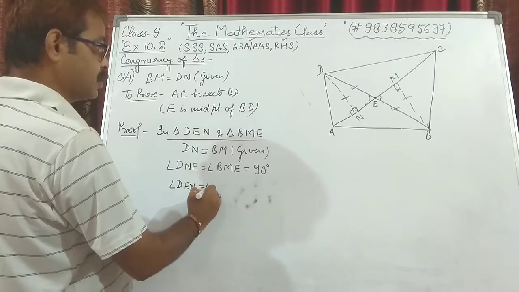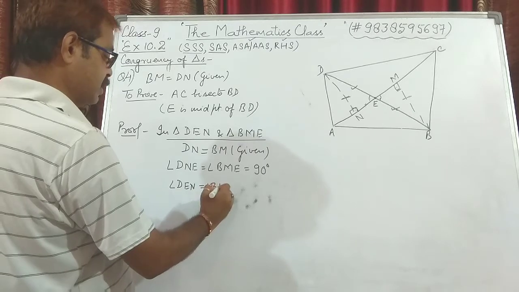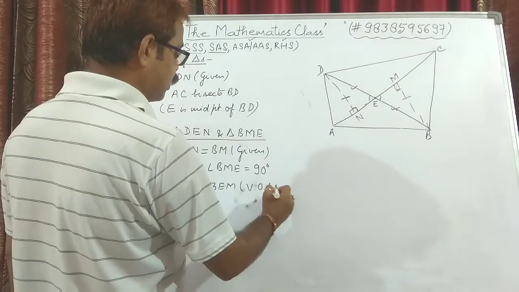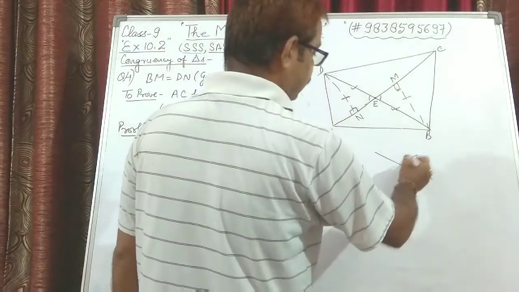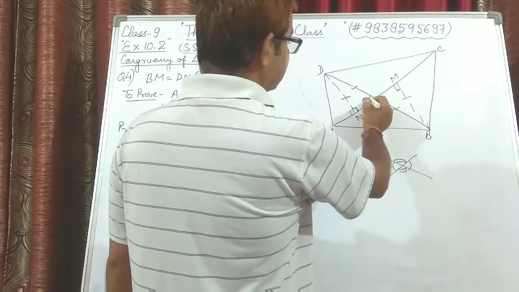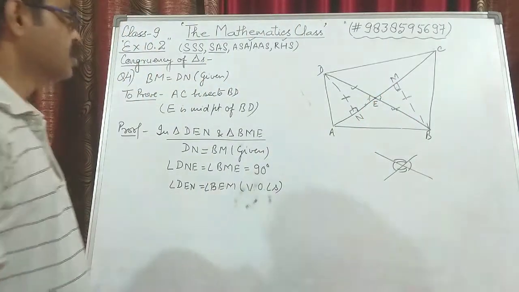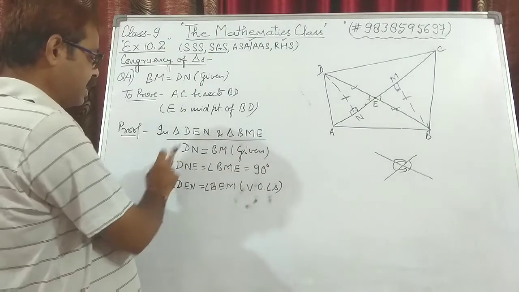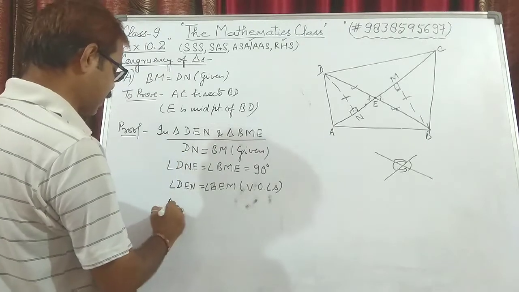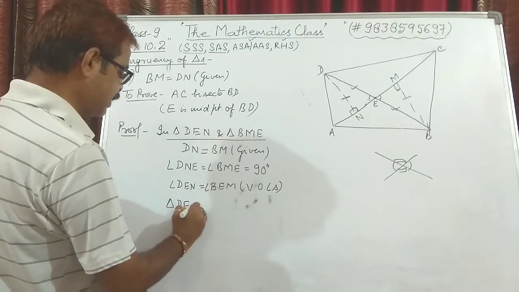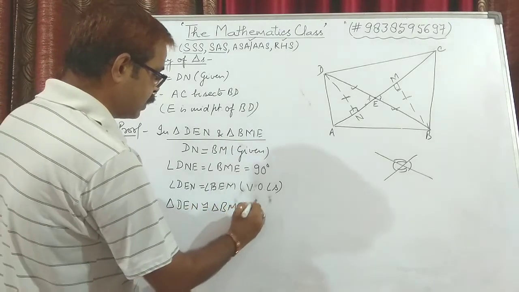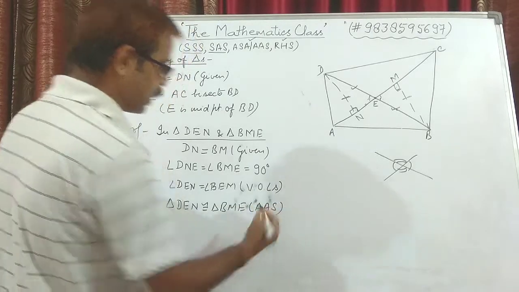Now third point, we can say that angle DEN is equal to angle BEM. Why? Because these are vertically opposite angles. You know that when two lines intersect, these are known as vertically opposite angles. So you can see that these two are vertically opposite angles. So we have proved angle, angle, side. So we can say that triangle DEN is congruent to triangle BME by the AAS rule.